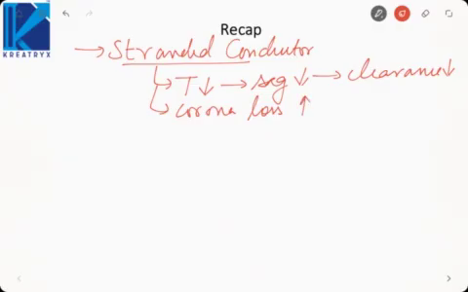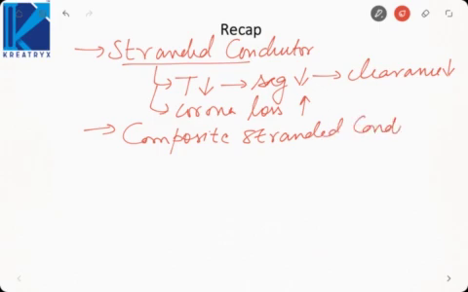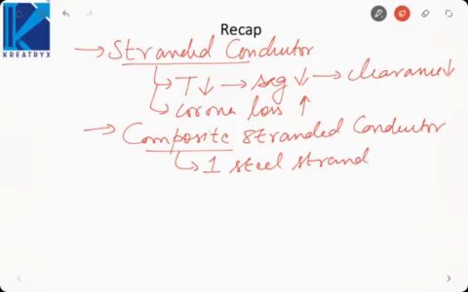So to increase the tensile strength so as to increase the clearance, we move to composite stranded conductor, in which what we did is we used one steel strand so as to increase the tensile strength. This was called as ACSR, aluminium conductor steel reinforced. But one problem still remained, that the corona loss was high.